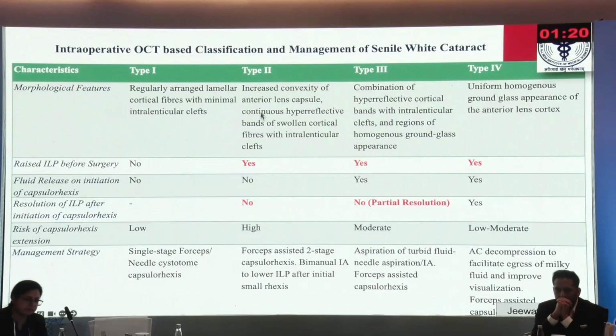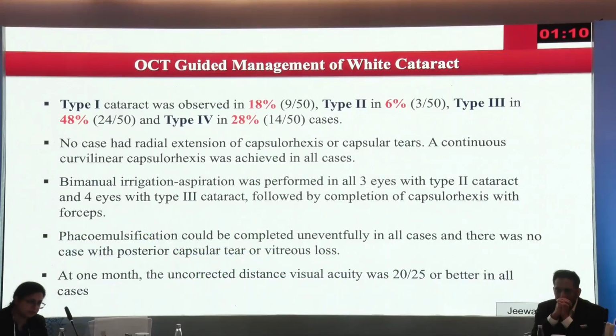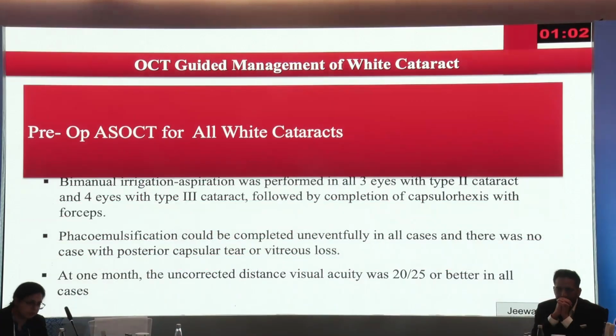As I said, type 2, where you have thick fibers, the needle aspiration doesn't help in these cases also. Type 3, type 4, the raised ILP goes down as you aspirate the fluid in these cases also. Luckily, the type 2 variety is very less. Around 6% are type 2 variety amongst all white cataracts. The rest you can manage very effectively in these cases also.